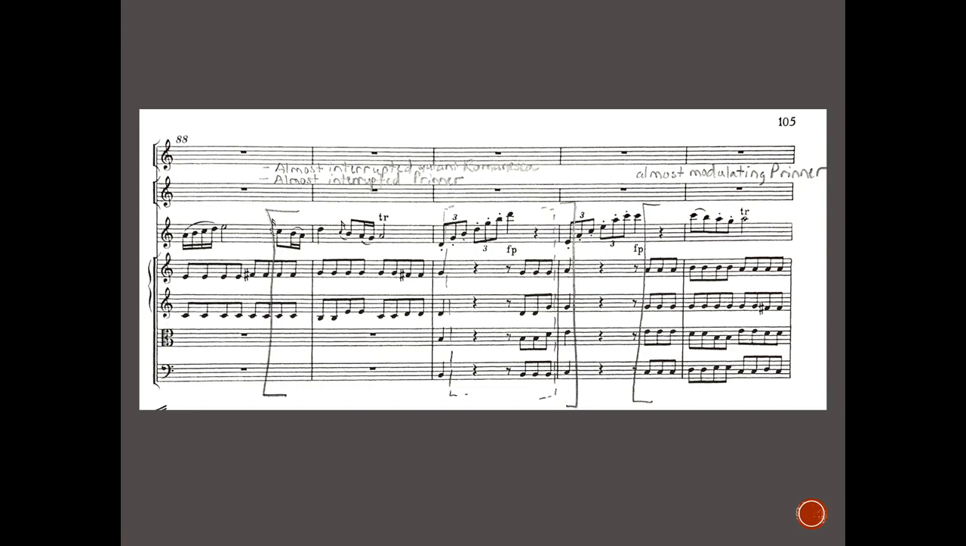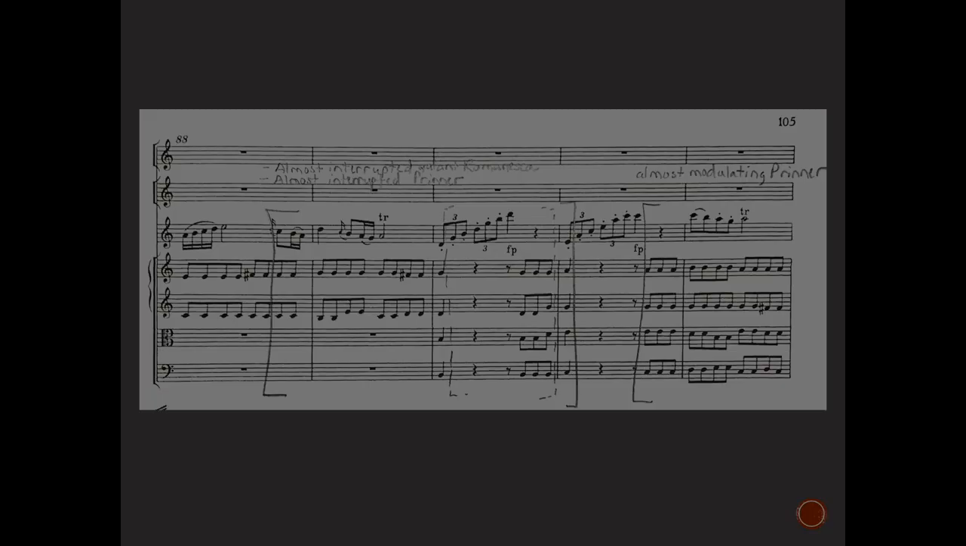It could also be interpreted as an interrupted Prinner, but it's not either one of those because of what is missing. This, starting with this bracket, is almost a modulating Prinner, but he doesn't want to modulate, right? We are headed for a big cadence to set up G major. So he doesn't want to disrupt the harmonic flow, the harmonic motion. This is almost a Ponte. This is also almost a Ponte.